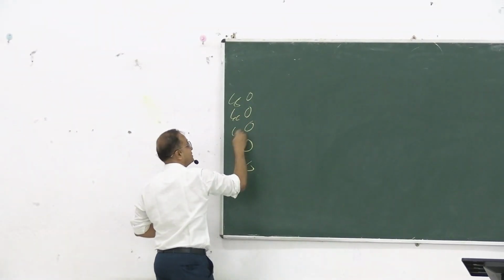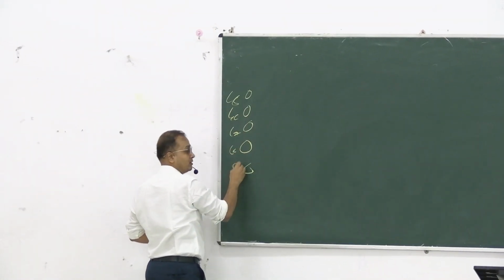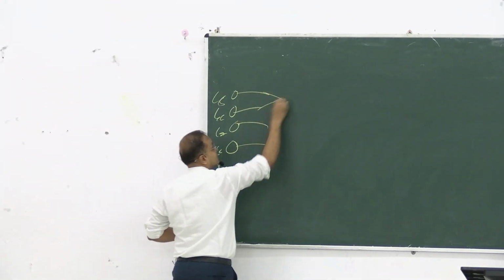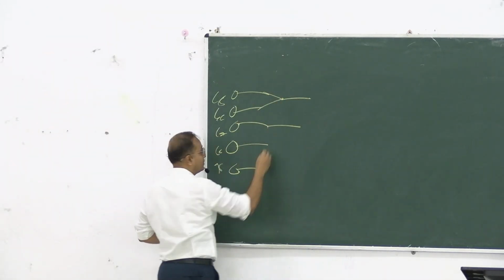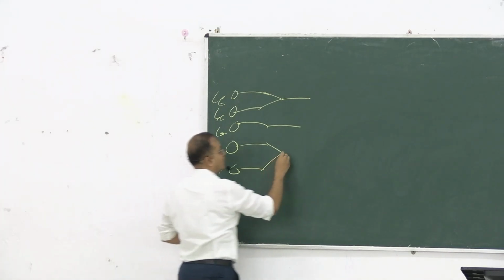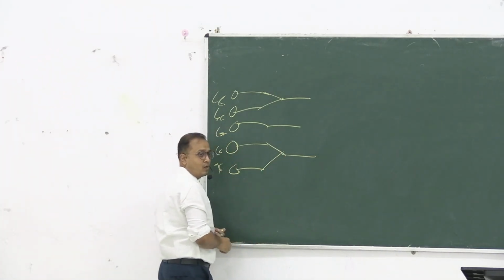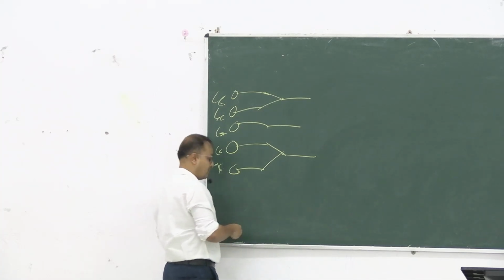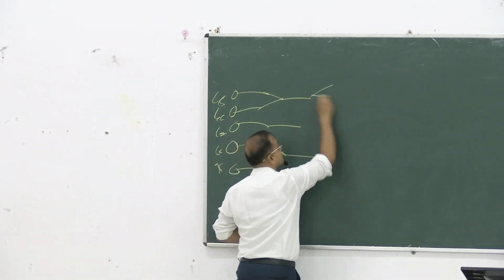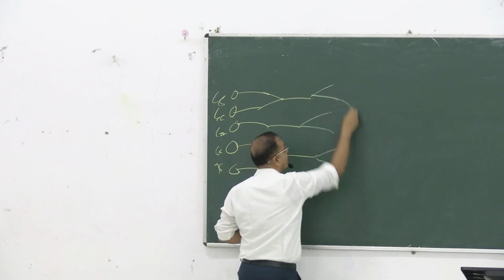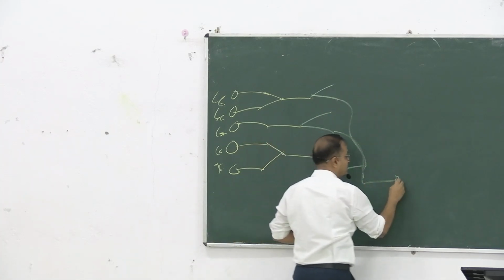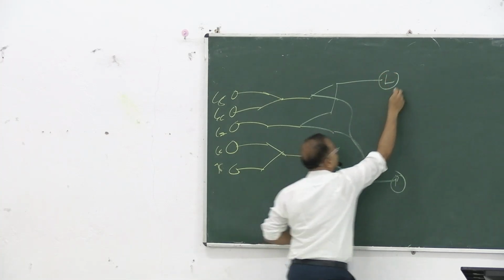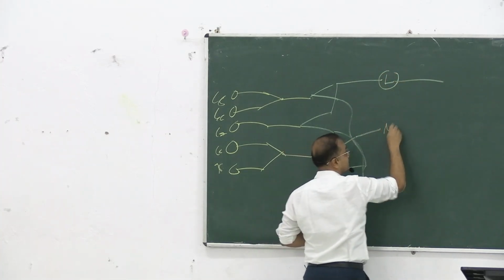C5, C6, C7, C8, T1. C5, C6 unite, C7 goes along, C8, T1 unite, making the upper trunk, middle trunk, lower trunk. Then we have 2 divisions, anterior, posterior, anterior, posterior, anterior, posterior. All the posterior ones go together. We call this the posterior cord. This one and this one go on the lateral side, the lateral cord goes along. This one is the medial cord.